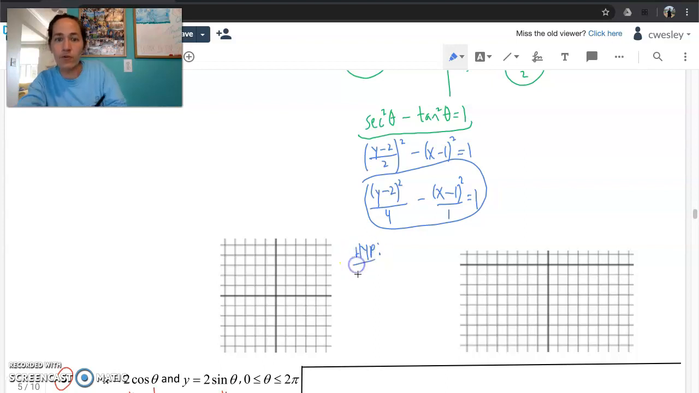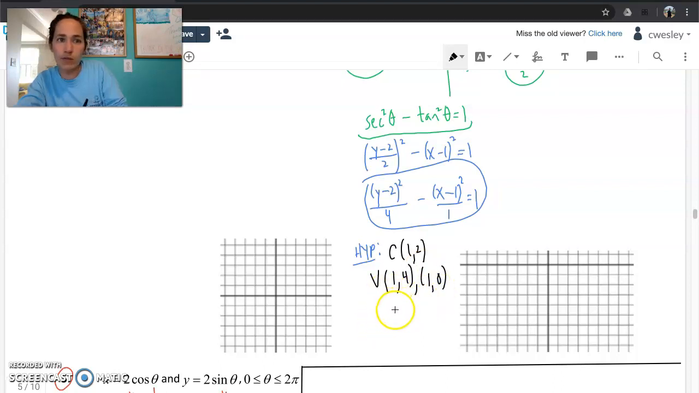Mainly the center, the vertices, and the asymptotes. Feel free to pause and find those on your own before you check them with mine. Center comes from the numerators, right? It'll be (1, 2). Vertices, use your a value. Go up and down because this goes with the y's, 2 units. So you're at (1, 2 plus 2) and (1, 2 minus 2), which is (1, 0).